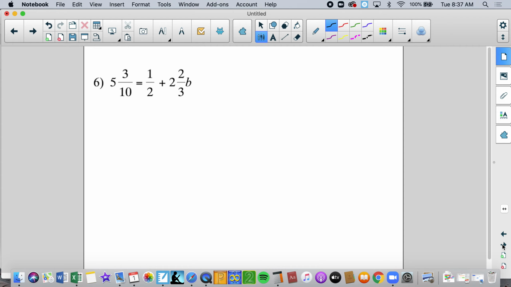Let's convert them. 53/10 equals 1/2 plus 8/3 b. Ooh, I like this one. 10, 2, and 3. So the common denominator, or the common multiple, is going to be 30. So what number is a multiple of 10, 2, and 3? That would be the lowest multiple. So we're going to multiply each thing by 30.